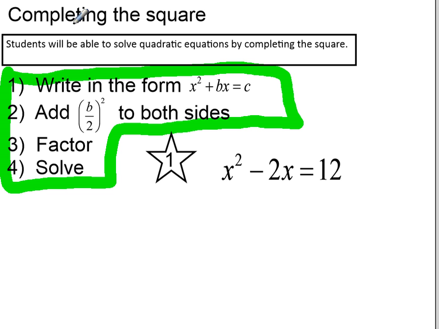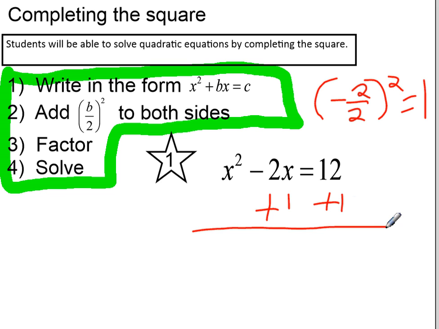Step 2, add b over 2 squared to both sides. So b in this case is -2. This is the amount that I'm going to add to both sides. So I'm going to take -2, divide it by 2, and square it. So that is going to be -2 divided by 2 is -1, squared is +1. I'm going to add 1 to both sides of the equal sign.